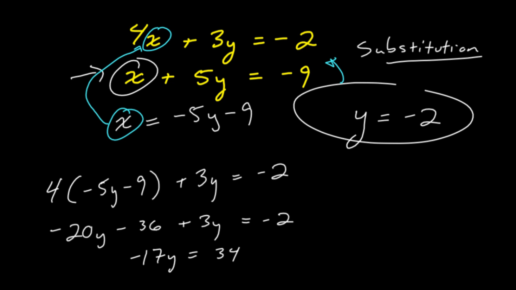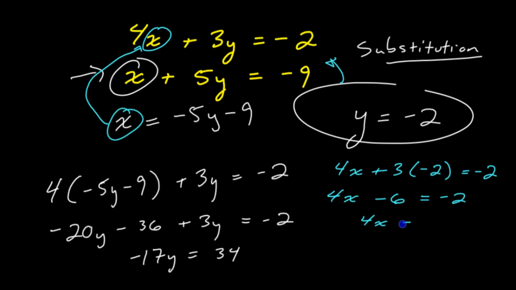4x plus 3y equals negative 2. But instead of y, we're going to use negative 2 because that's what we said y was. So now we're left with 4x minus 6 equals negative 2. Add 6 to both sides, and we get x equals 1.